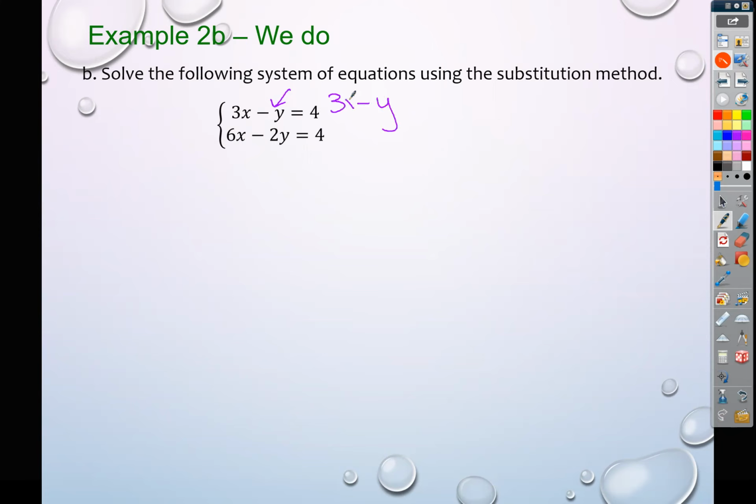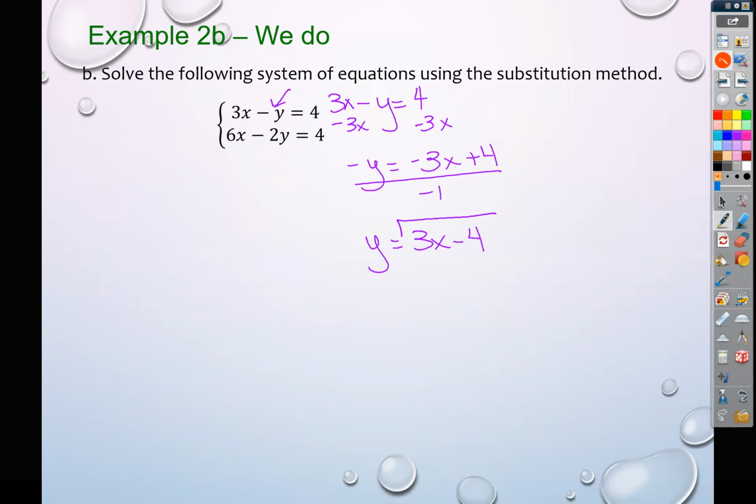So, okay, I'm going to work with this. So I need to move that 3x to the other side. So I get -y equals -3x plus 4. And divide everything by a -1. So I get y equals 3x minus 4. Now I'm going to substitute this into the second y. So I get 6x minus 2 times 3x minus 4 equals 4.